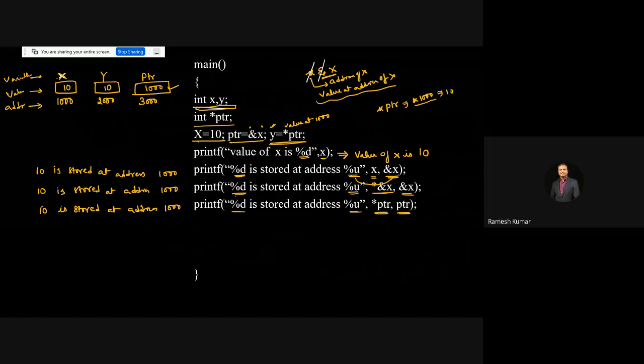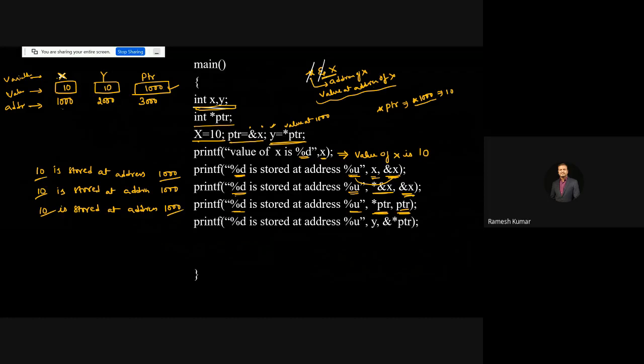If I wanted to print a 10 here, I may use x, or else I may use star ampersand x, or else I may use star ptr for printing the same 10. And for printing the addresses, I may use ampersand x, or I can print the address using the ptr pointer variable. That is also possible.